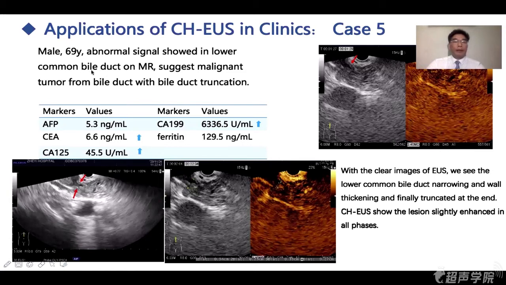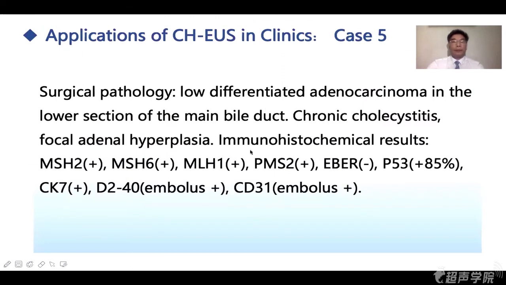Case 5. A 69-year-old male with abnormal signal shown in the lower common bile duct on MR. With clear images of the EUS, we see the lower common bile duct narrowing and thickening, and finally truncated at the end. CHEUS showed the lesion slightly enhanced in all phases. The surgical pathology showed poorly differentiated adenocarcinoma in the lower section of the main bile duct.